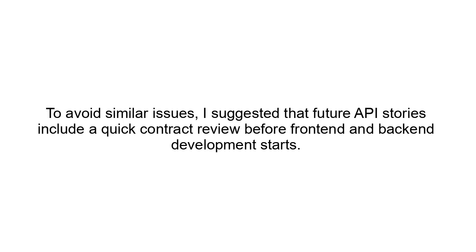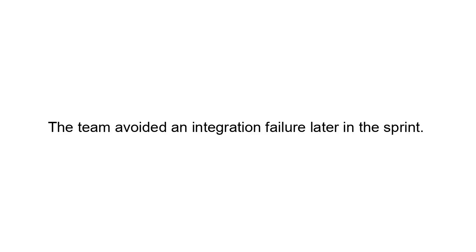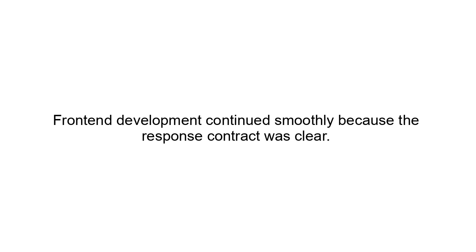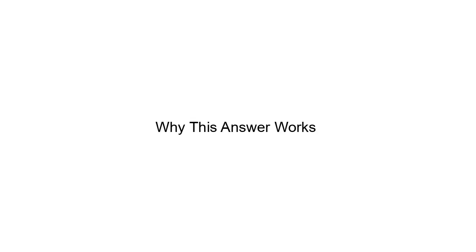To avoid similar issues, I suggested that future API stories include a quick contract review before front-end and back-end development starts. Result: the team avoided an integration failure later in the sprint. Front-end development continued smoothly because the response contract was clear. QA also had a better reference for testing. Why this answer works?